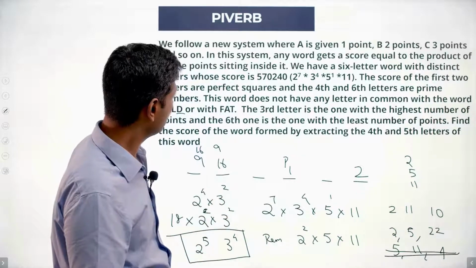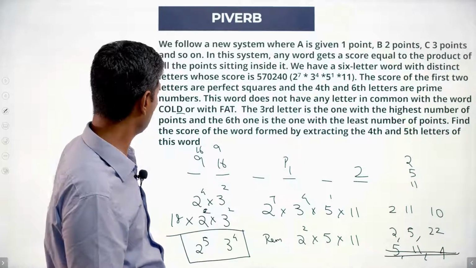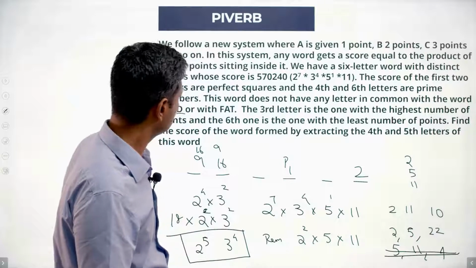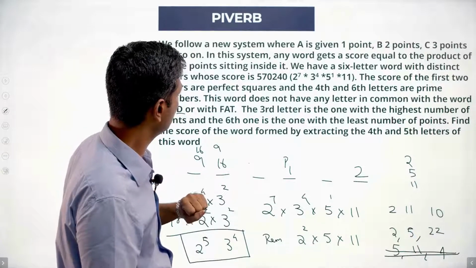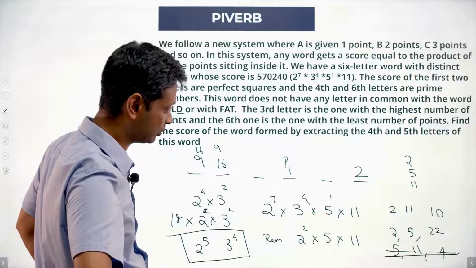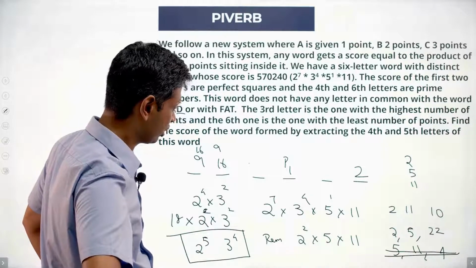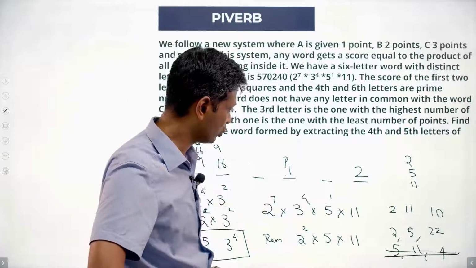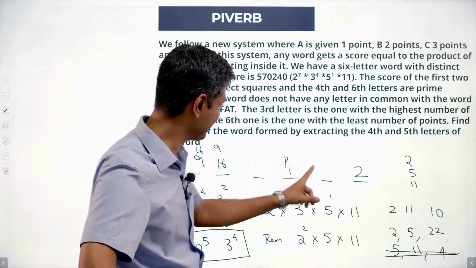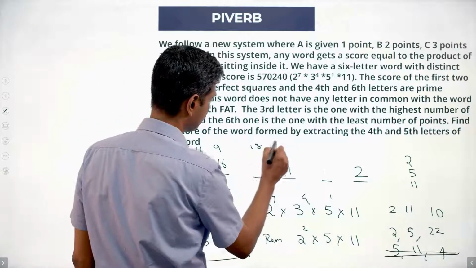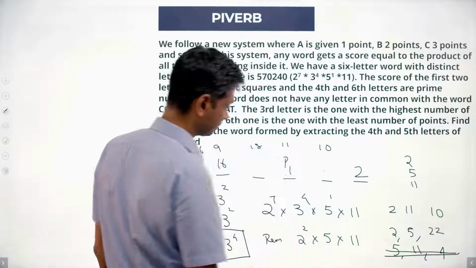The third letter is the one with the highest number of points. The sixth one is the lowest number of points. This is 2. The scores of the first two letters are perfect squares. Fourth and sixth are prime numbers. So this is 2. This could be 11, in which case the others could be 18 and 10. We could have 18, 11, 10.